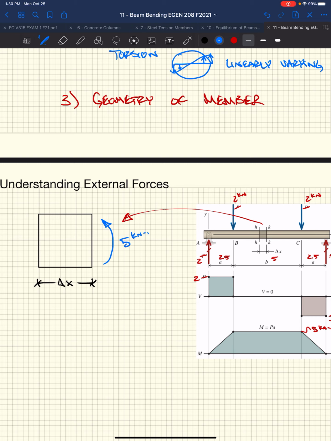Well, these internal moments result in the application. So let's do this. Moment results in application of normal forces in the member.